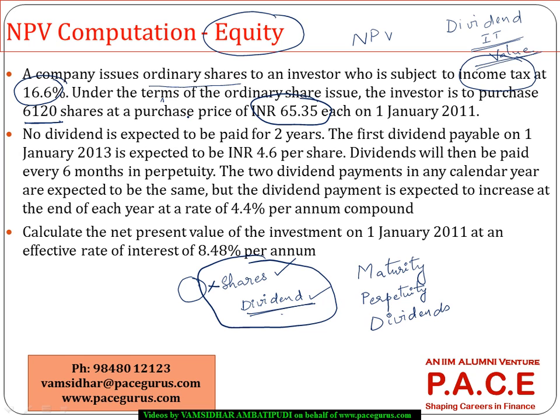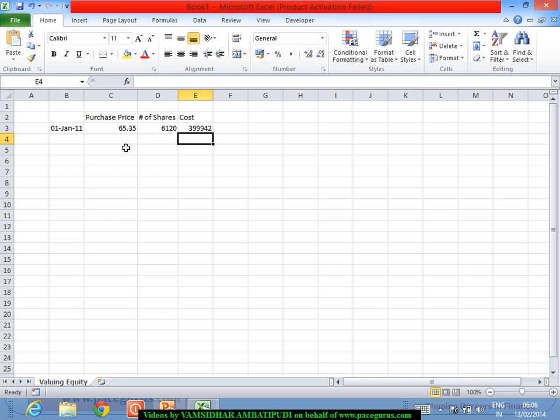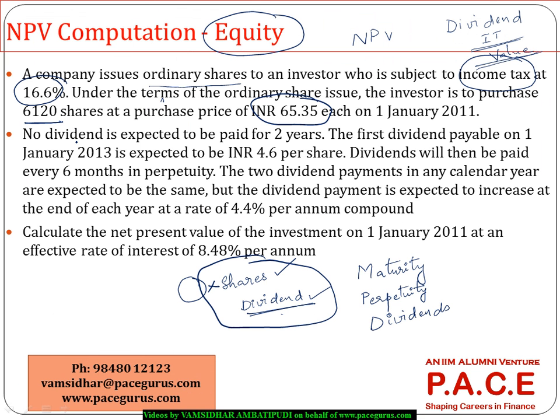No dividend is expected to be paid for 2 years. So dividends are 0 in 2011 and 0 in 2012. The first dividend is payable on 1st Jan 2013, because the whole of 2011 and the whole of 2012 have no dividend. The first dividend expected is 4.6 per share.